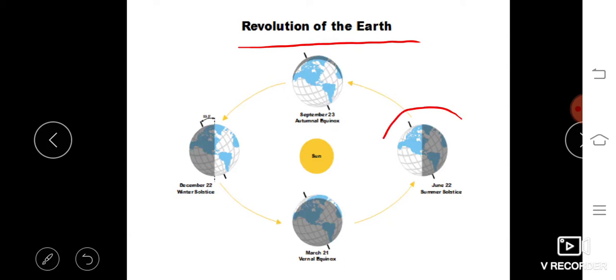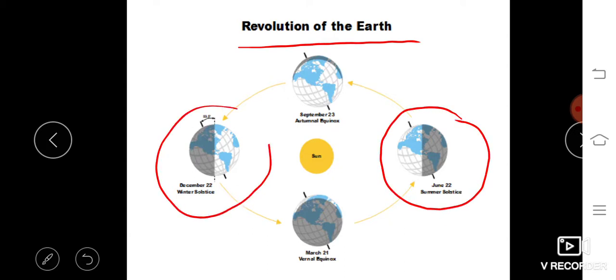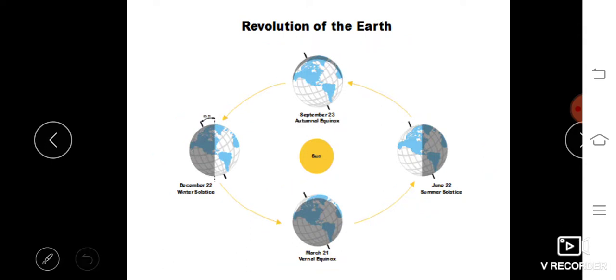Here we see the four positions of the earth. First we start with this position on June 21st. It is June 21st, not June 22nd, because in your NCERT book 21st June has been written, so we consider it as 21st June. On 21st June, the position of the earth is like this, here is the axis, this is the north pole and this is the south pole.